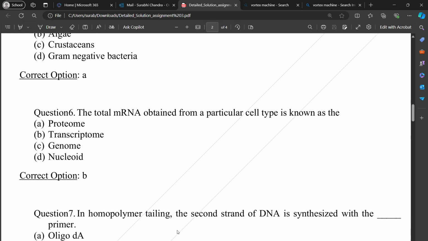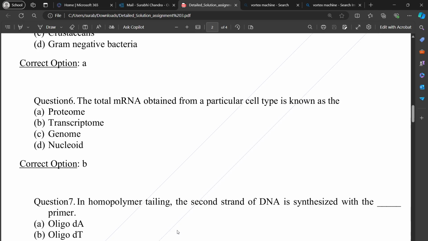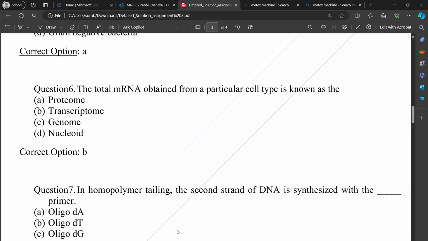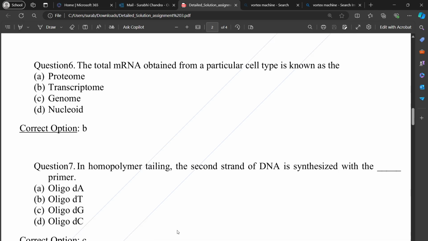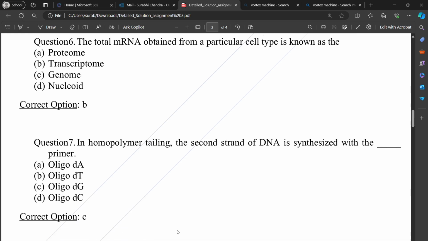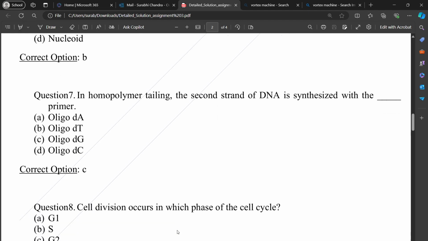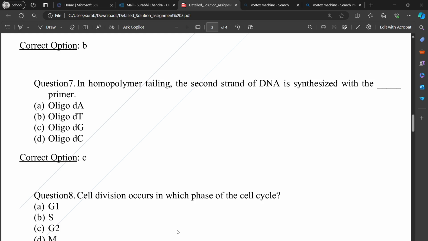And then we talked about homopolymer tailing, right? So first, oligo dT primers were being used. The second strand of DNA is synthesized with the dash primer. Does anyone remember? Okay, yes, good. Option C, oligo dT. Now, cell division occurs in which phase of the cell cycle? M phase. Yeah, that is the M or mitotic phase.